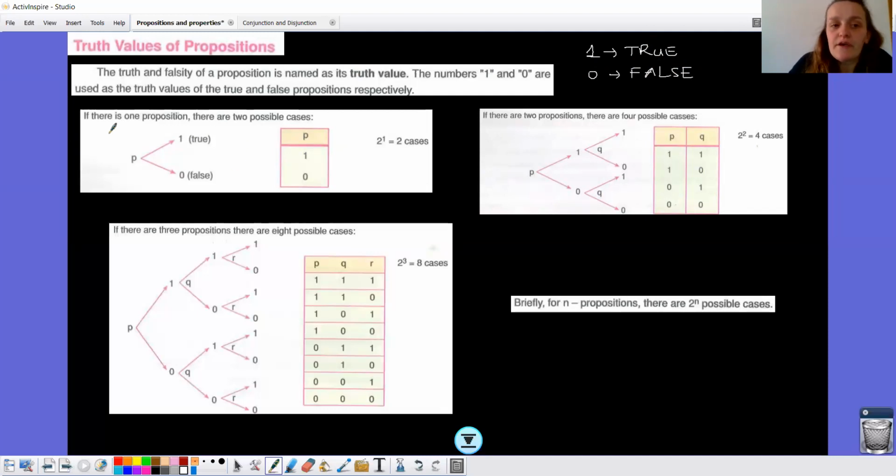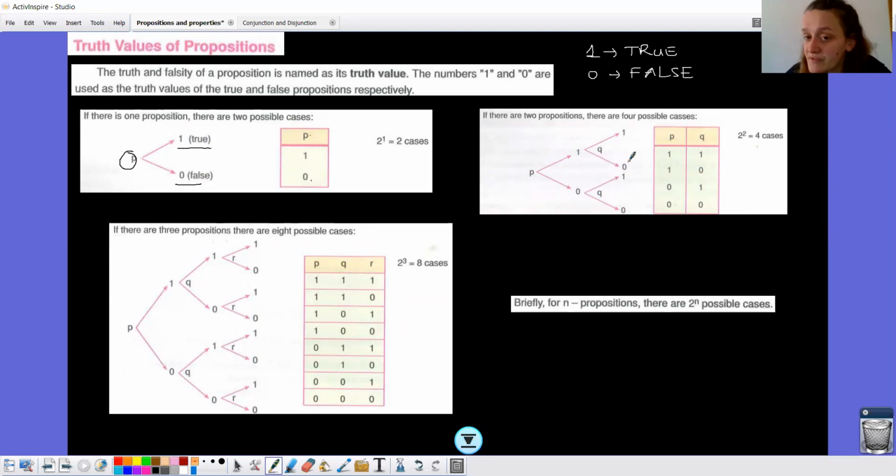And here, if we have one proposition in our hand, we have two possible cases. It can be true or false, as you can see here. One proposition we have, P, and it has two possible cases. It can be true or false. You can show it in this way, or we can show it with a table. We have proposition P and it can be true or false, okay?